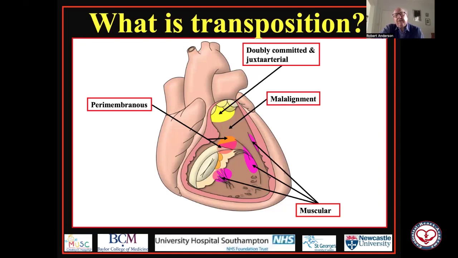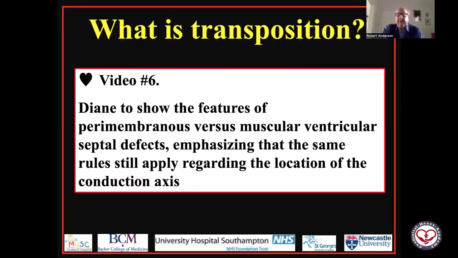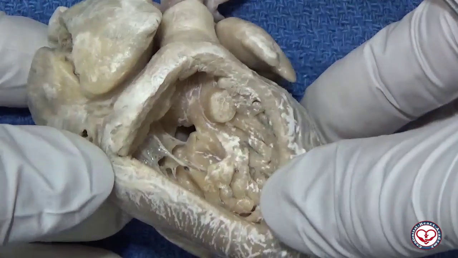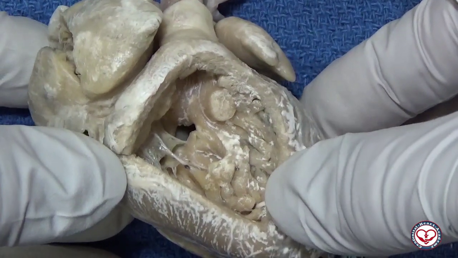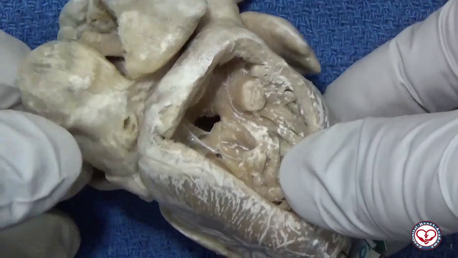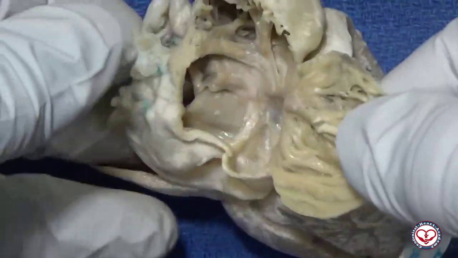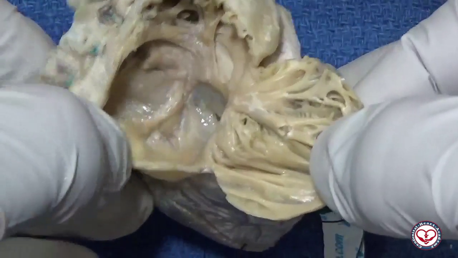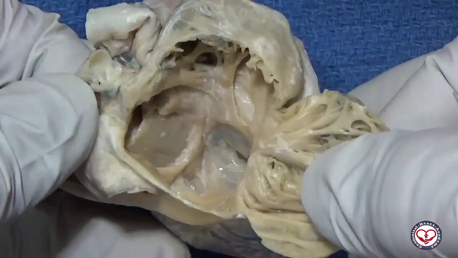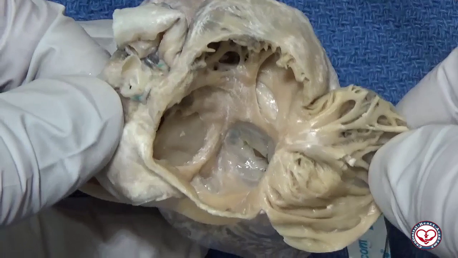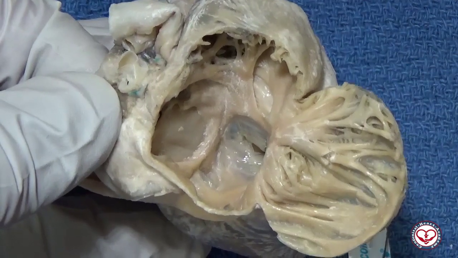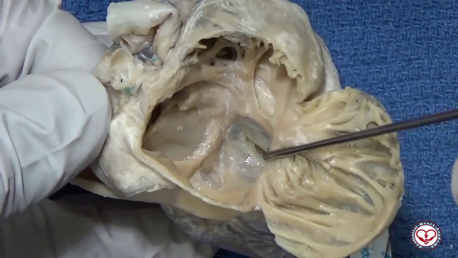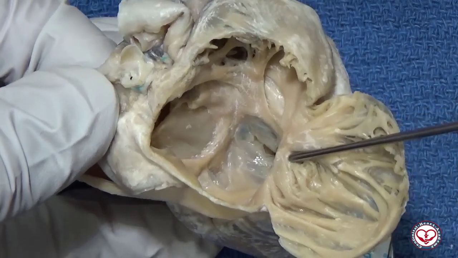So Diane's going to emphasize that now by showing you another series of hearts comparing the situation of muscular and perimembranous defects. We've already looked at this specimen with a perimembranous ventricular septal defect that extends into the outlet component of this right ventricle. And what I'd like to do is look into the right atrium to show you the landmarks that mark the apex of the triangle of Koch that will lead us to the site where our atrioventricular conduction axis will be located.